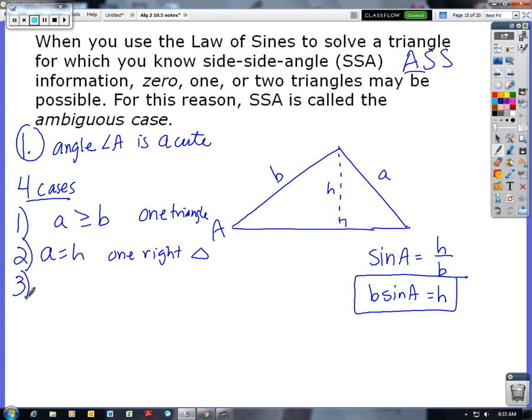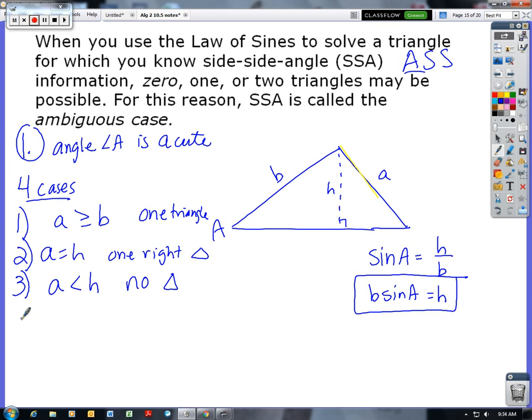Third case. A is less than h. Let's make an A that's smaller than h. Say it's only that big. Angle A is already established, B is already established. Little a, if you swing this little yellow side down, is it ever going to reach the other side down here to form a triangle? No. So we actually don't even have a triangle. There is no triangle at all. So if you get one of those, you get to just stop and say, okay, I'm done. I can't do any more.